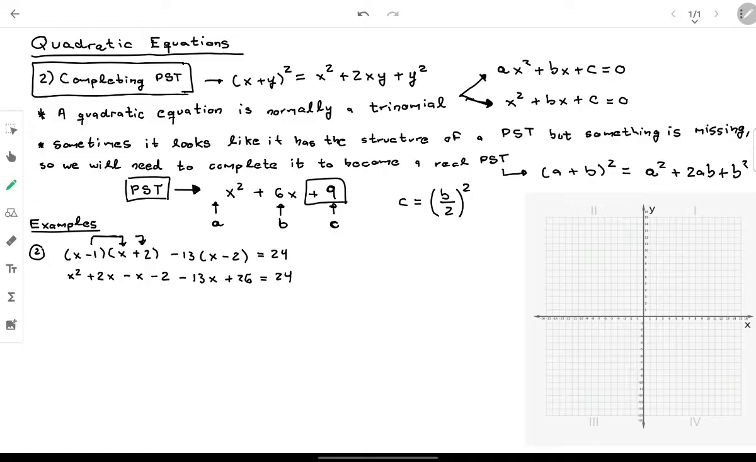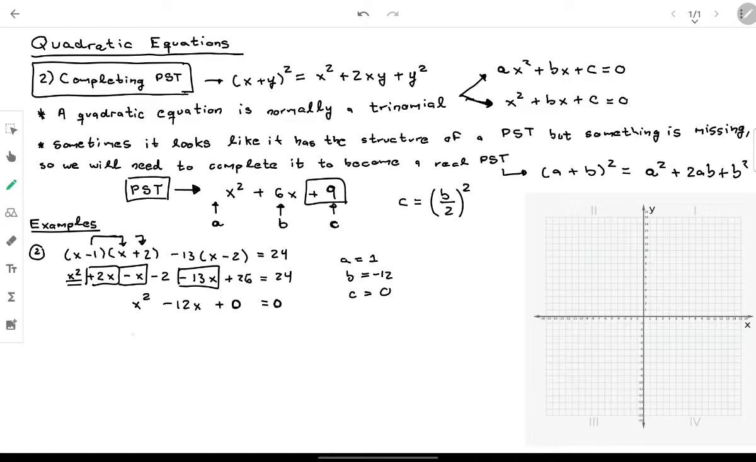In this case, we change all the terms to the left, so it equals 0. So it's going to be x squared, then 2x minus x minus 13x, which is minus 12x. And then the numbers, 26 minus 2, it's 24. The 24 goes to the other side as a minus 24. 24 minus 24 is 0, so here it's going to be plus 0. What does that mean in this case? A has a value of 1, B has a value of minus 12, and C has a value of 0.